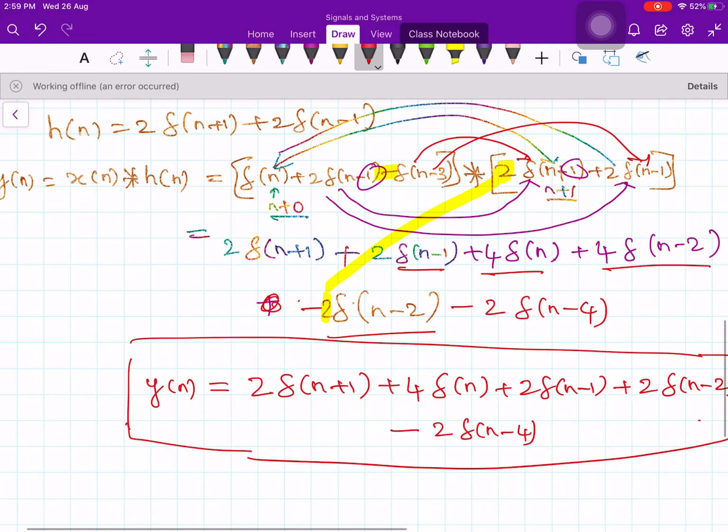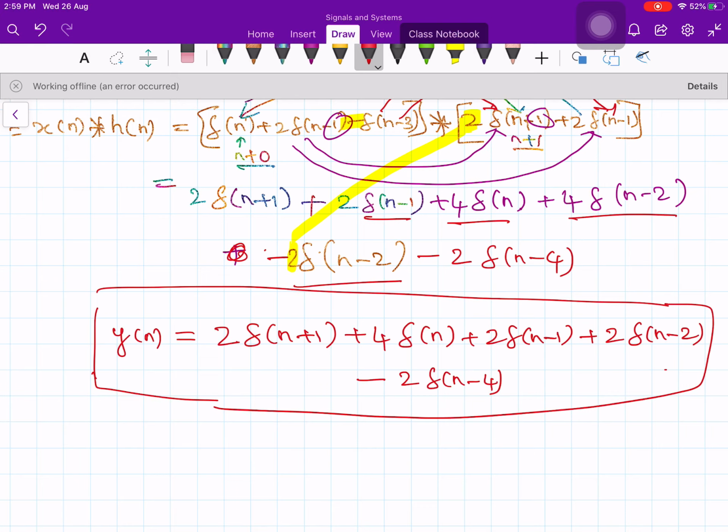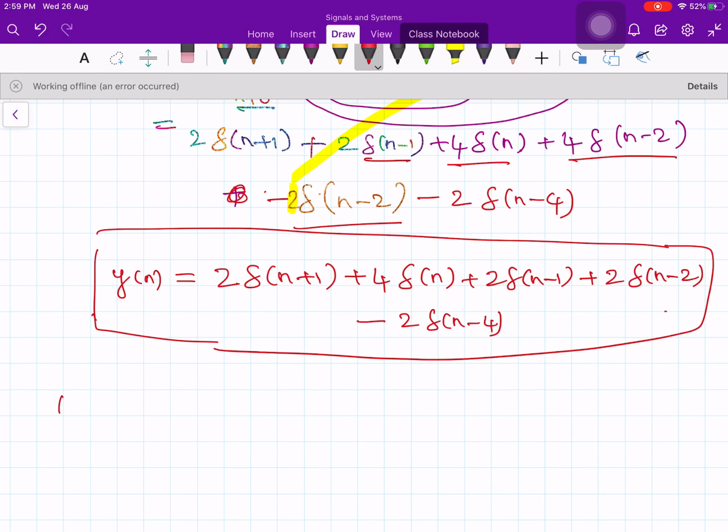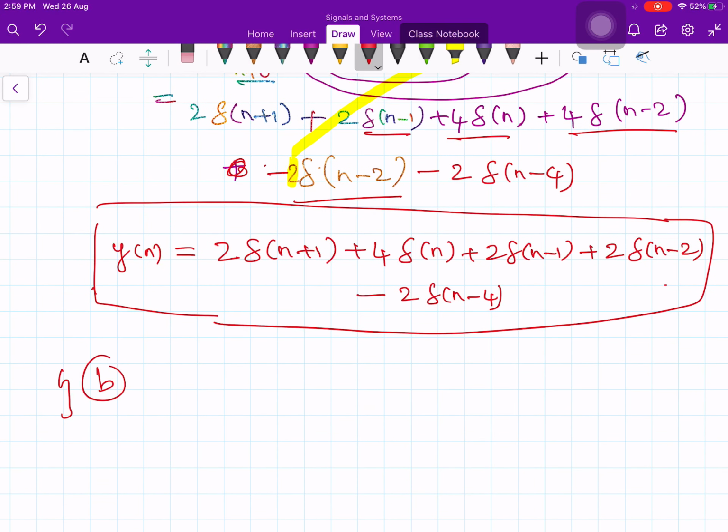Now what is the B part? The B part says y2 of n is equal to x of n plus 2 convolved with h of n, right? Now again you can do this problem in two methods. Let me do it in the shortcut method.